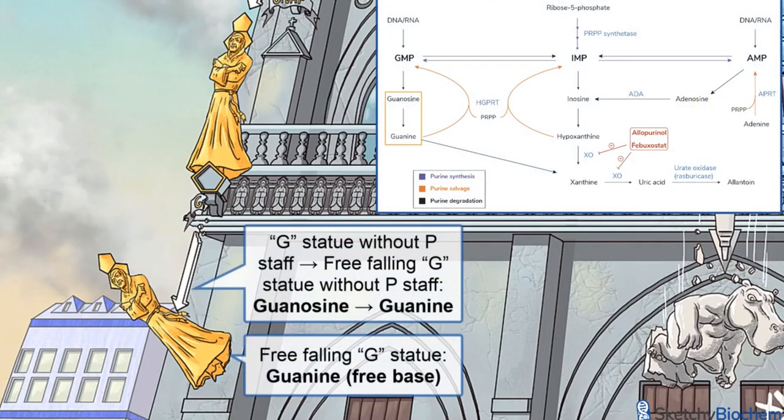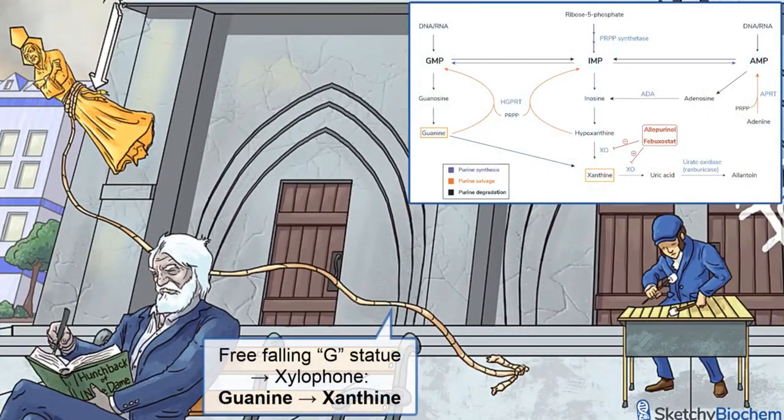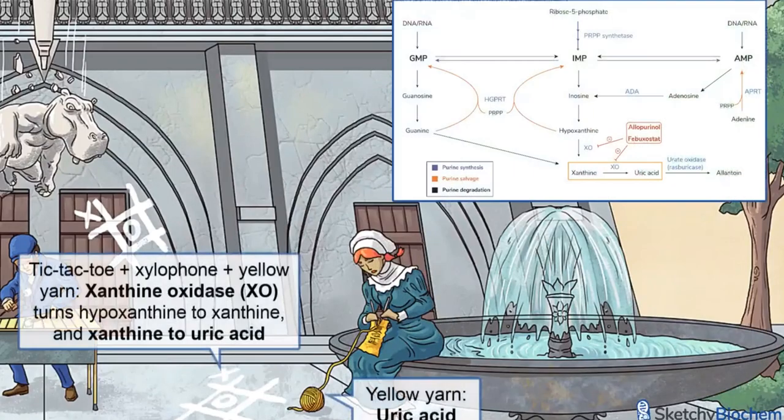The free-falling grump statue is guanine. Afterward, guanine is converted to xanthine. To help you remember, you'll see a rope wrapped around the falling grump statue and facing the guy playing the xylophone. Xanthine oxidase not only turns hypoxanthine to xanthine, it also turns xanthine to uric acid.